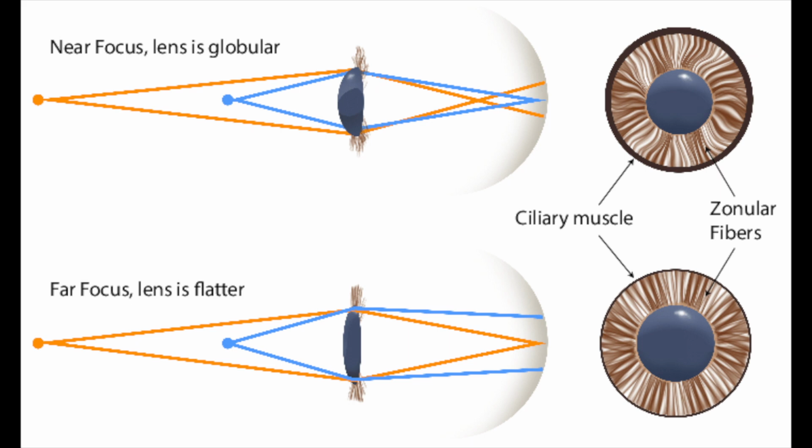In order to focus on objects close to the eye, the shape of the lens has to change. This is done by contraction of the ciliary muscle. This contraction leads to a decreased tension of the zonular fibers and therefore to a more rounded lens with higher curvature. The focal point is now focused on the retina and the close object appears sharp.